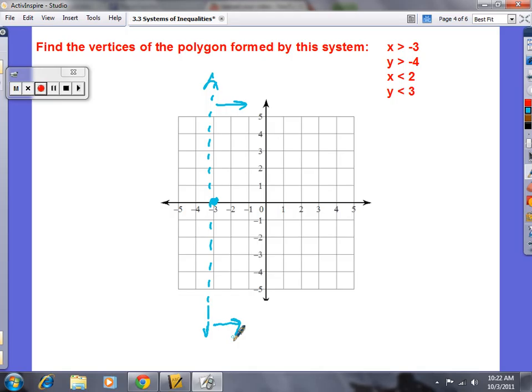Now let me do this other x right here. X is less than 2. So on the x-axis I'm going to come over 2. And I'm going to have a vertical line going through there. X is anything less than 2, so it's going to be anything to the left.